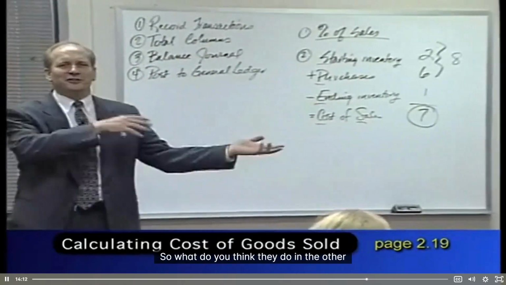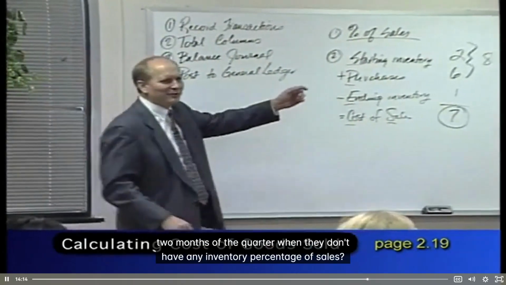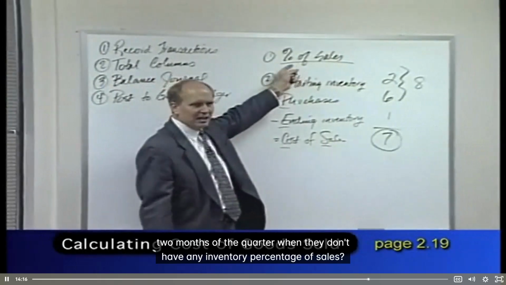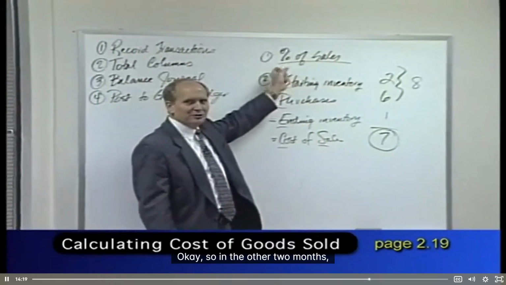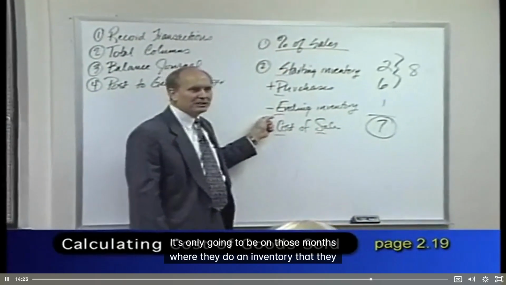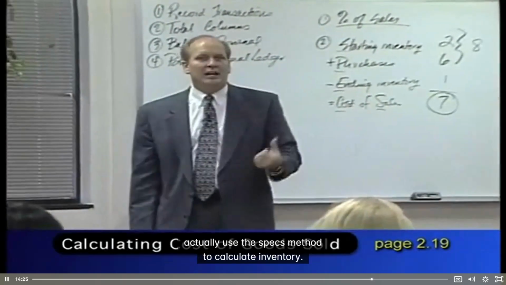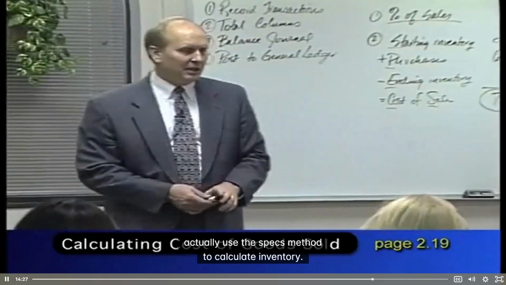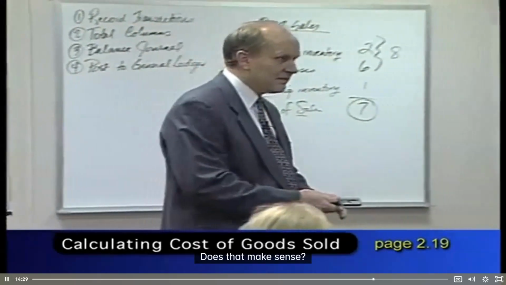So what do you think they do in the other two months of the quarter when they don't have an ending inventory? Percentage of sales, okay? So in the other two months, they're going to get a percentage and enter it in. It's only going to be on those months where they do an inventory that they actually use the specs method to calculate inventory. Does that make sense?